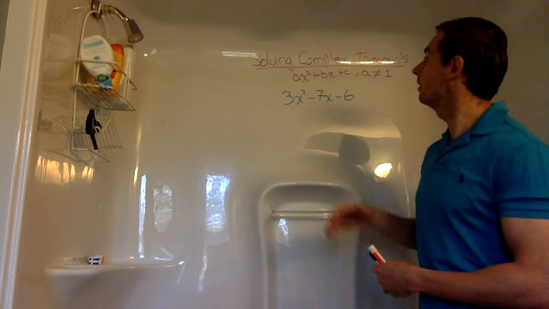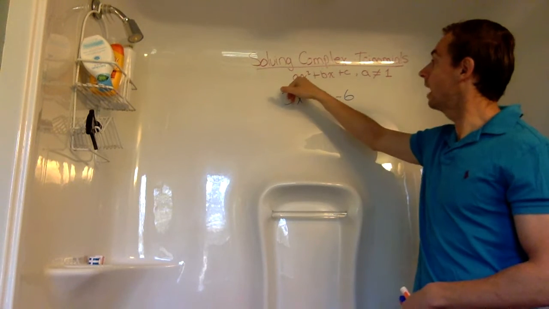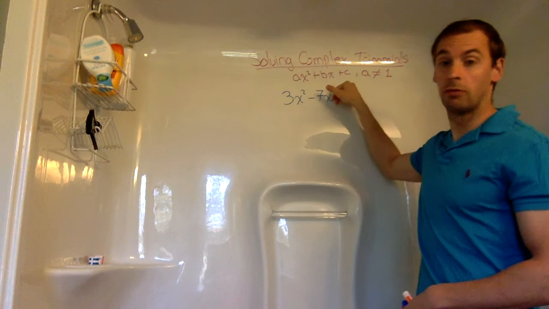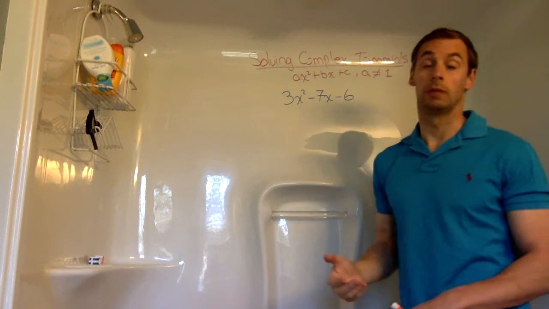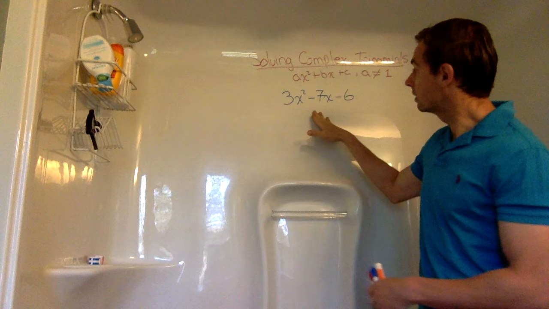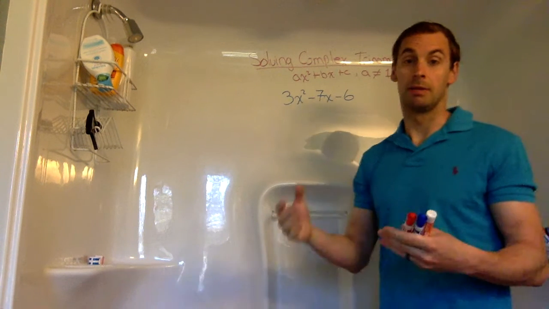Today we're very briefly going to go over how to solve a complex trinomial, specifically when we have our standard form like this, but our a value does not equal 1, like some of the ones we've been doing in the past. So we're going to take a look at this example here, and what we're going to do is we're going to introduce the diamond method.